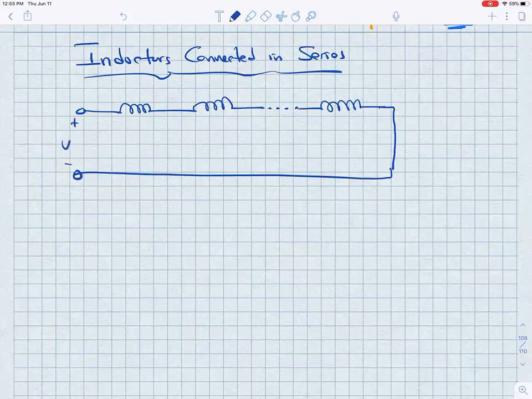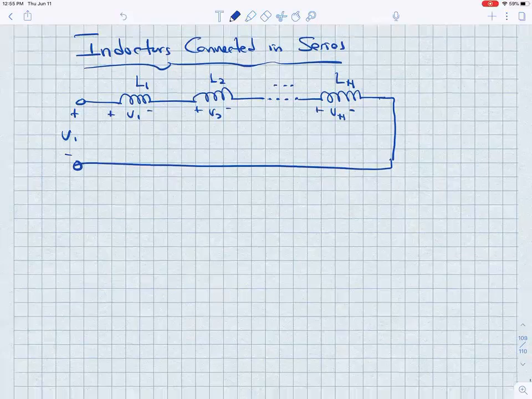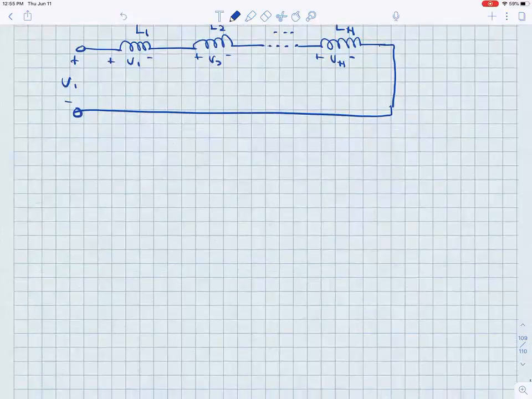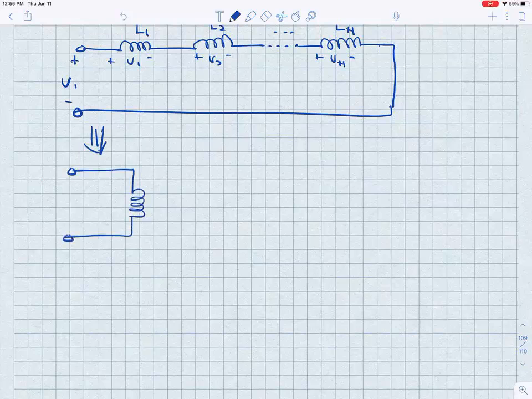So I have a voltage here, right? This is L1, L2, and this is Ln, right? And then the voltage across them, V1, V2, Vn. And we want to represent this circuit to be equivalent to just one inductor, like that. Same voltage here, and the current flowing through is the same.